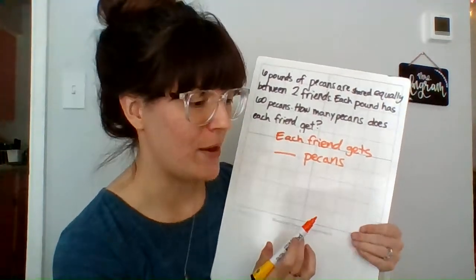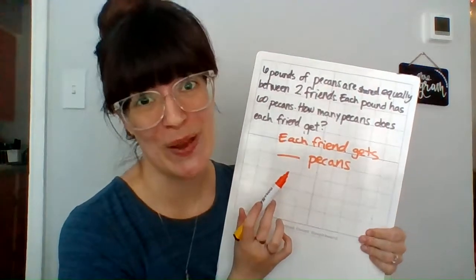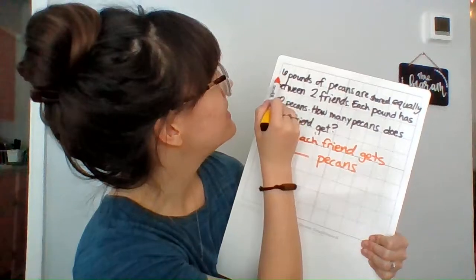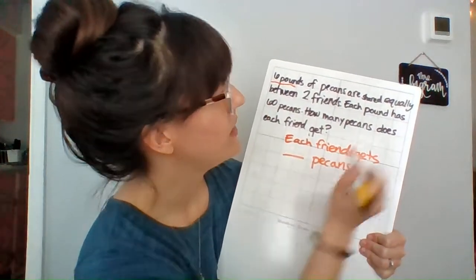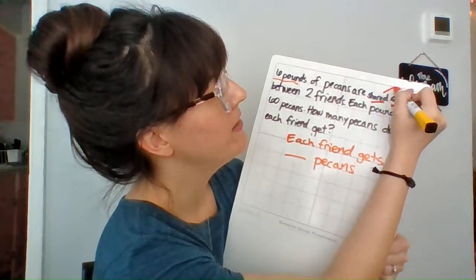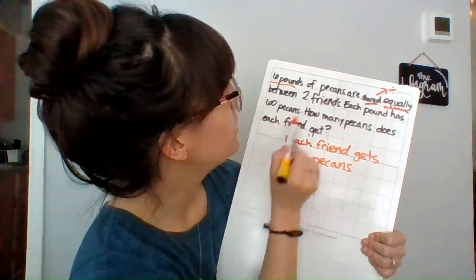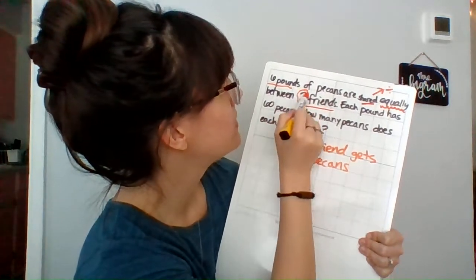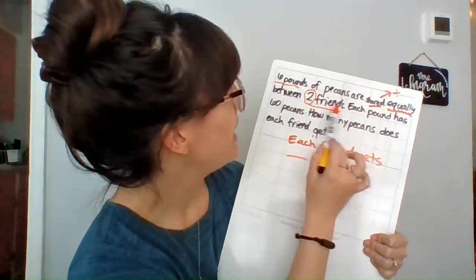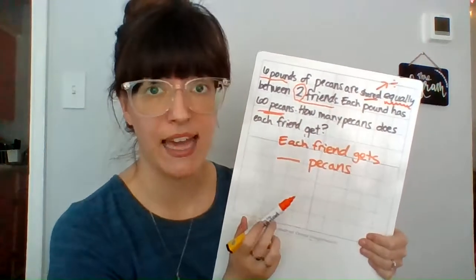But let's go ahead now and look to find our numbers to help us write our number sentence. So in this, there are 6 pounds of pecans. When they say that it's shared equally, I know that if I'm sharing, that's going to mean that I'm going to be dividing. So I'm sharing equally between 2 friends. So there are 6 pounds for the 2 friends. Each pound has 60 pecans. How many does each friend get?